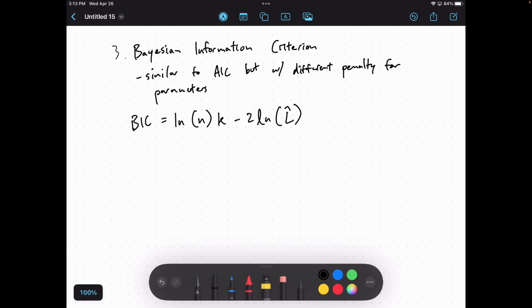So like the AIC, it's better if smaller, and this will have a bigger penalty on models with more variables.